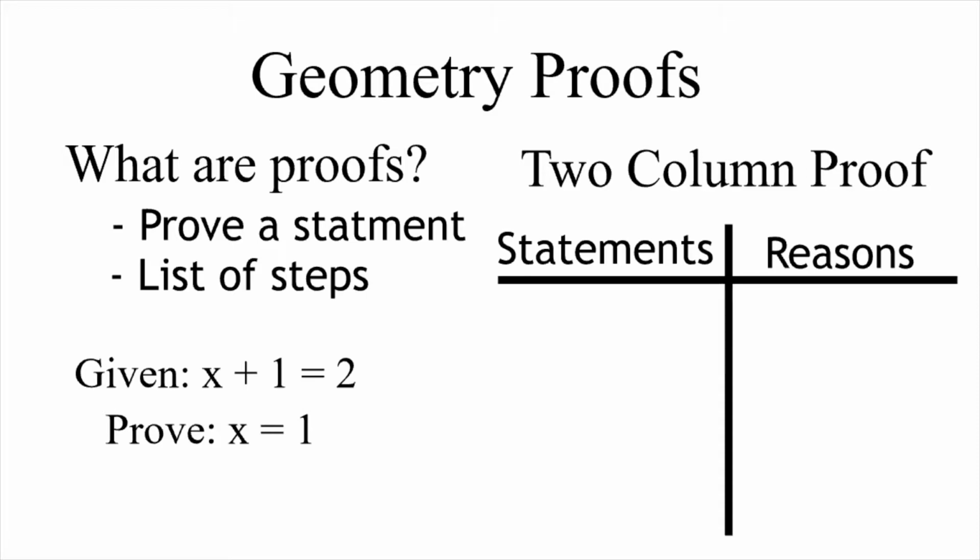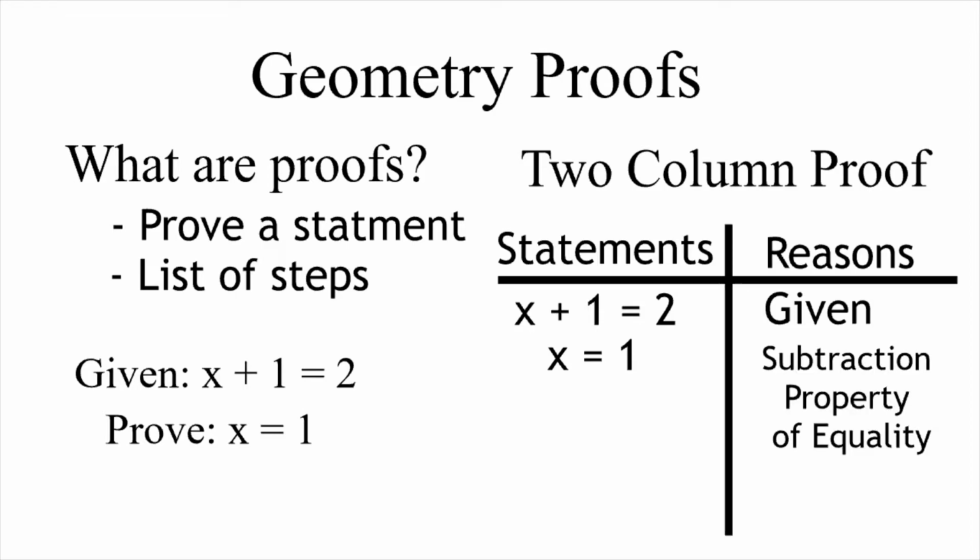So let's start with the first statement. Our first statement is going to be x plus 1 is equal to 2, which is given. Our next statement is, well, x is equal to 1. And that's because of the subtraction property of equality. Yeah, long words. But that basically means that if you subtract the same number from each side, the equality will remain the same. Meaning x will be equal to 1 and x plus 1 will still equal 2.